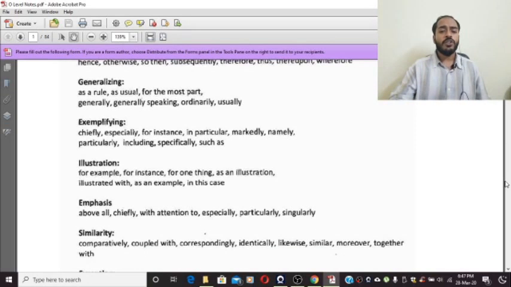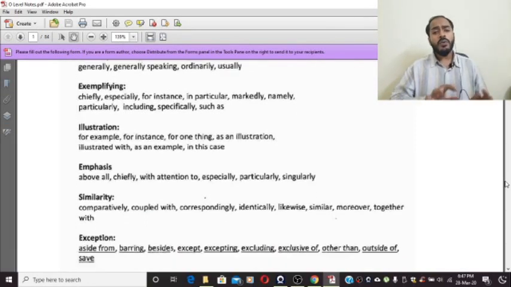Let's go ahead and look into more words. Now the word similarity. What does the word similarity mean? Obviously, similar is the word that it came from. Similar means same. It means two objects which are the same. For instance, Coca-Cola and Pepsi both have sugar, right? So that is the similarity between these two, that they both contain sugar. So comparatively, Pepsi and Coca-Cola both have the same amount of sugar.